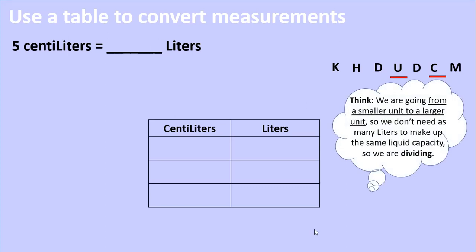Think, we are going from a smaller unit to a larger unit, so we don't need as many liters to make up the same liquid capacity, so we're going to be dividing. We're moving over two places, so 10 times 10 is 100. We're going to be dividing by 100 each time.